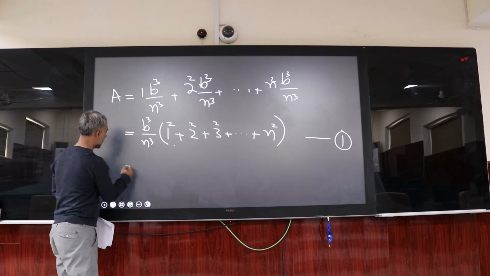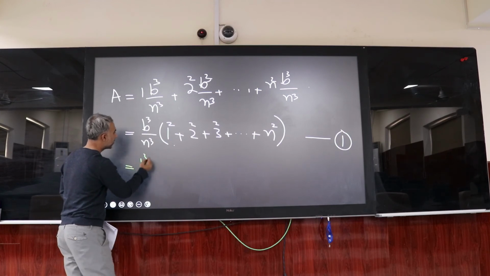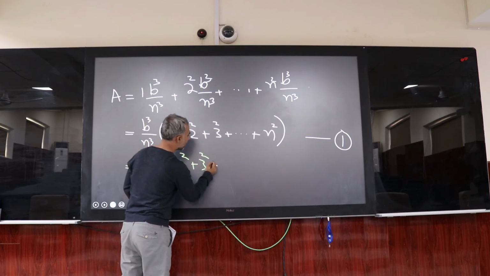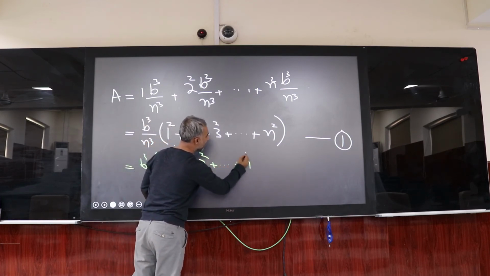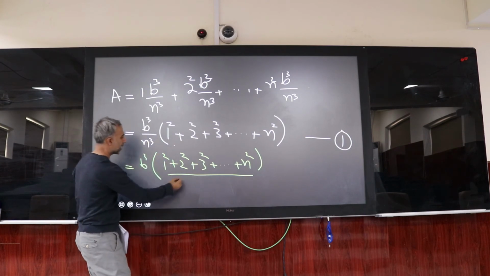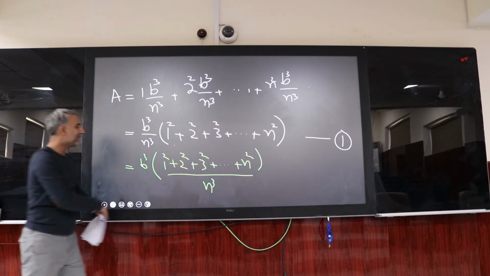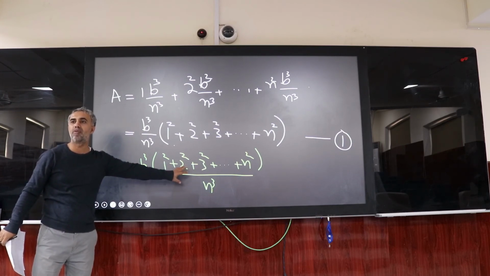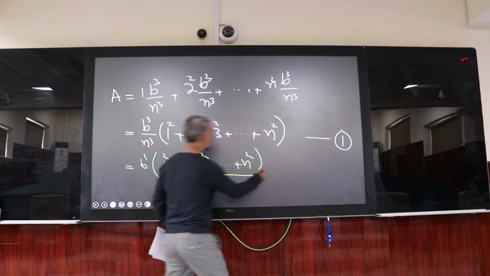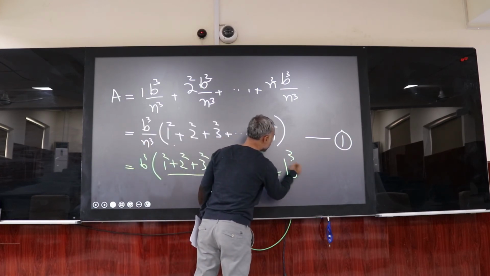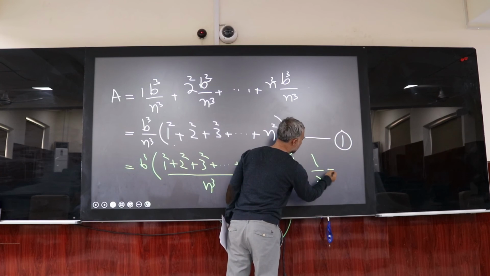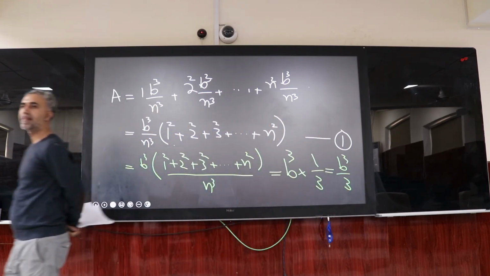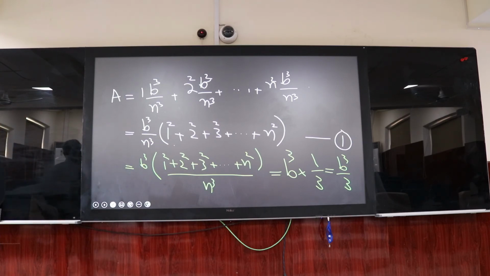So this can be written like b cube times (1 square plus 2 square plus 3 square plus ... plus n square) over n cube, and we will replace this value with the deduced value of 1/3, and we will get b cube times 1/3, or you can say b cube over 3. This is the volume of a cone.